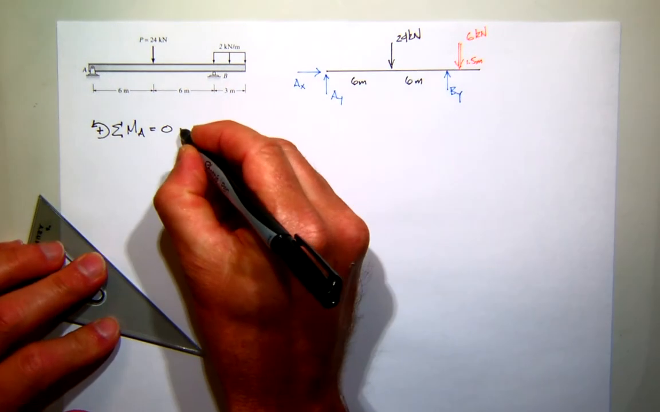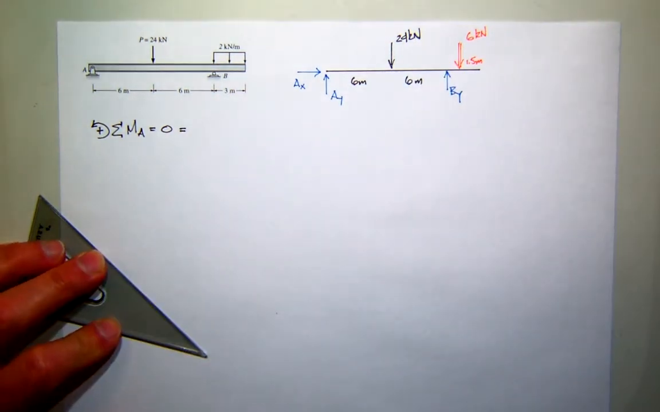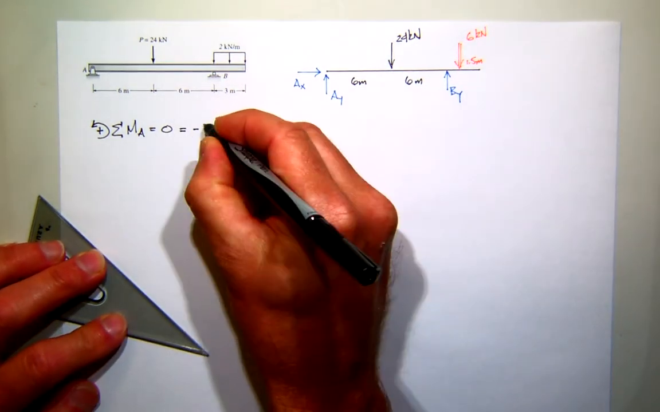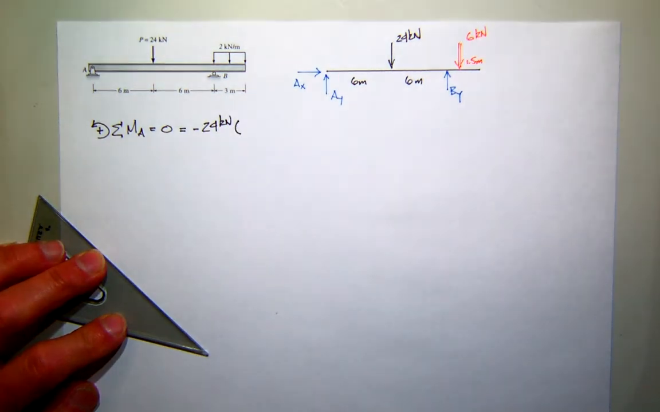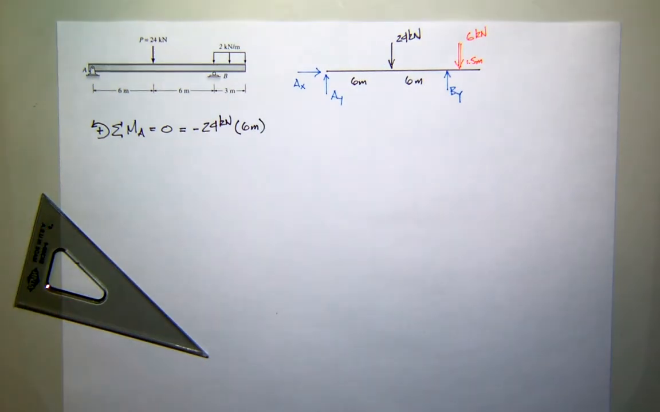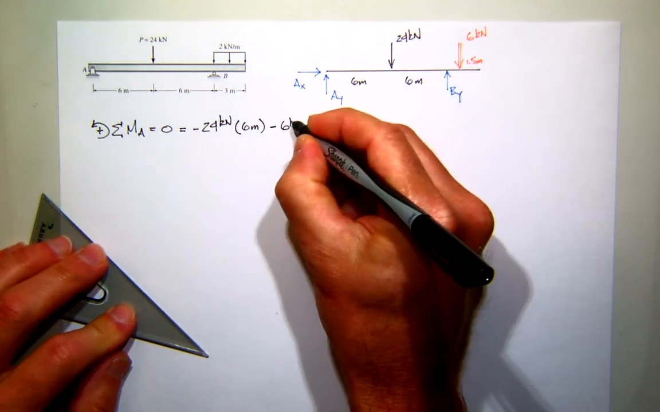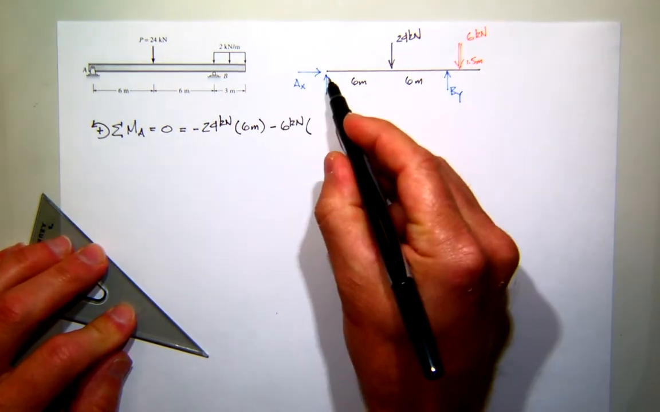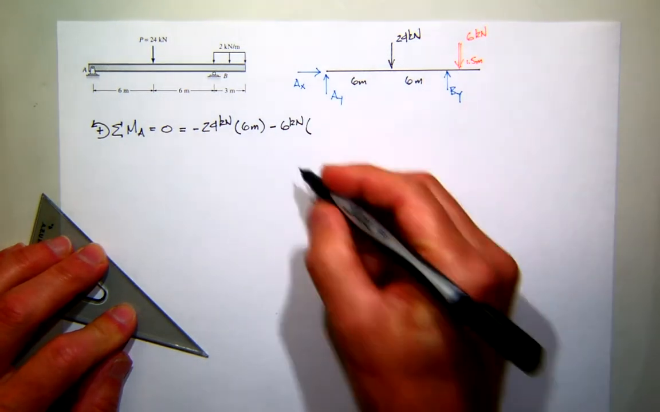So now I'm going to sum moments about A. So let's look at the 24 kilonewton force. Is it creating positive or negative moment about A? Negative. So I'll have the force, 24 kilonewtons. And what's the moment arm? 6 meters. Okay. What else do I have? What about my concentrated equivalent force? Positive or negative moment about A? Negative. So I got 6 kilonewtons. And what's that moment arm from A? Looks like 12 plus 1.5 is 13.5. Does that sound good?